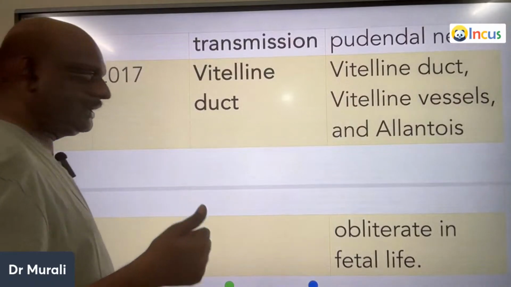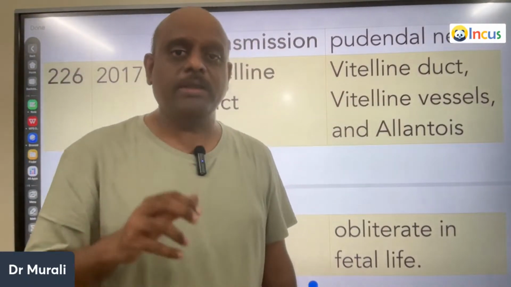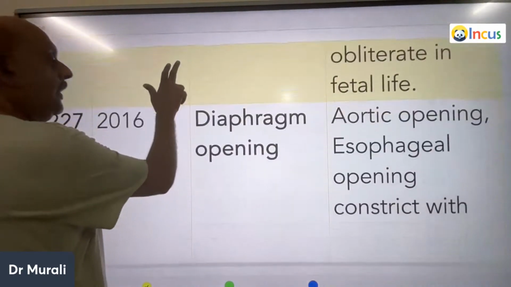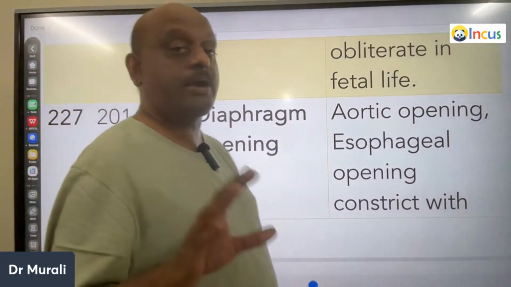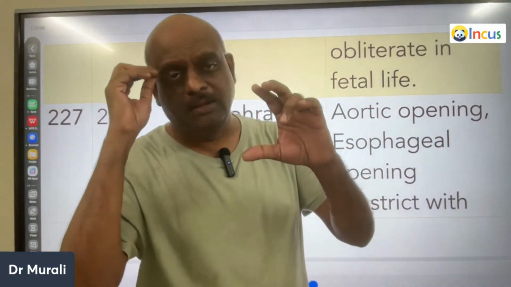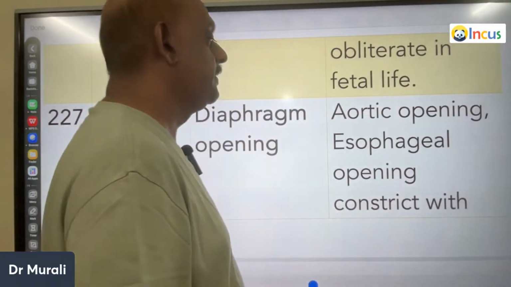So, vitelline duct, vitelline vessels, allantois, they all will obliterate in the fetal life. Once more, you need to know what are the embryonic structures and their counterparts in the adults. Ek table hota hai, har ek PG entrance book mein milta hai, magar you need to master it somehow.